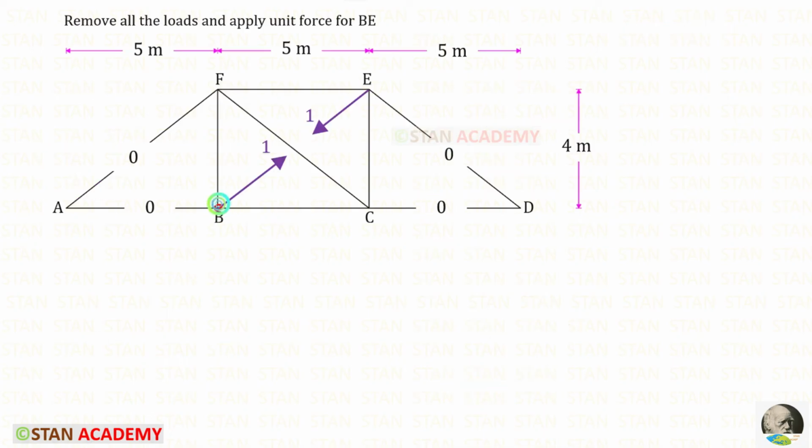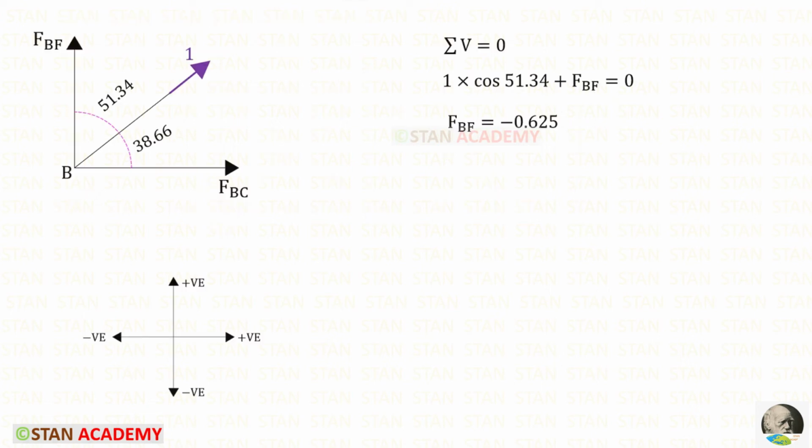Now let us take the joint B. In the previous step, we have calculated FBC. We have to only find FBF. For that, we need to apply this rule. We have to resolve the unit force in the vertical direction. To keep it vertical, we need this angle. So we have to multiply the unit force with the cos 51.34. Since it is acting upwards, it will be positive. FBF is acting upwards, so it is also positive. For FBF, we will get minus 0.625.